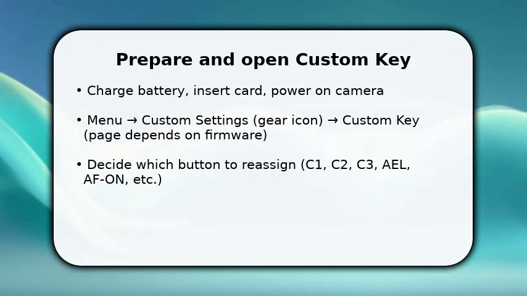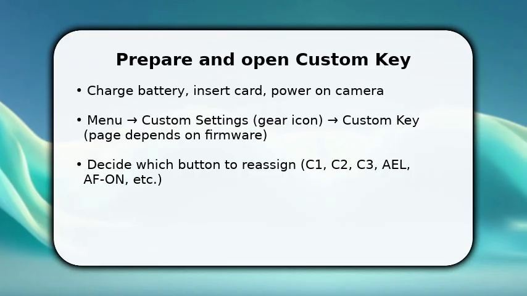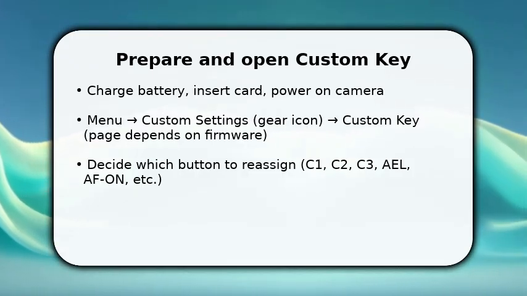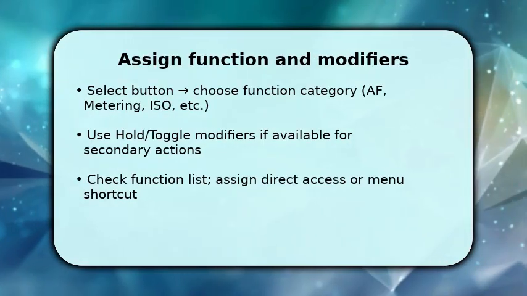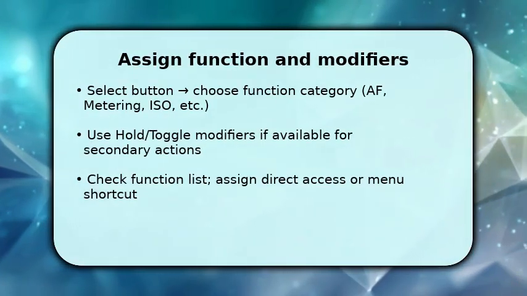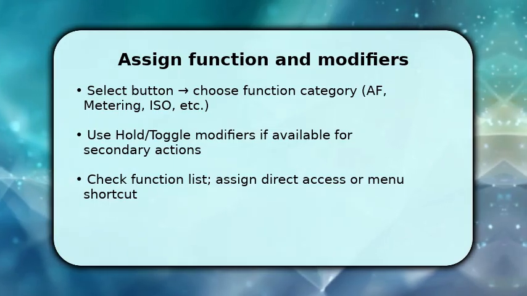Make sure you know whether you want the change to apply in stills, movie, or both, because the camera separates some assignments. This first step gets you into the exact screen where assignments are made. Once done selecting the button, scroll the list of available functions and pick the one you need. For example, AF area, metering mode, or ISO.